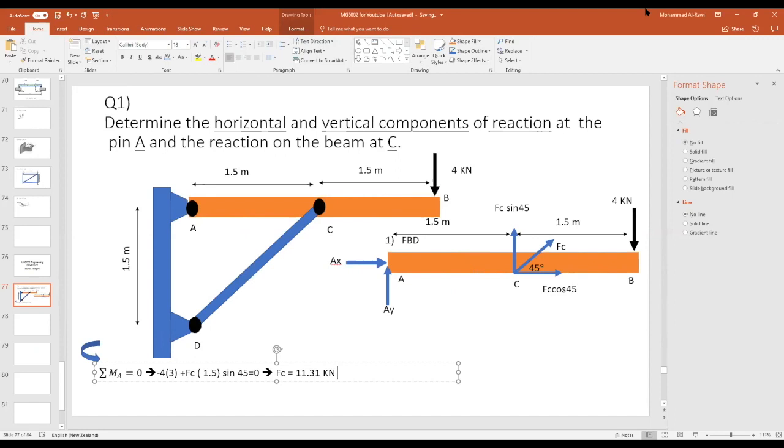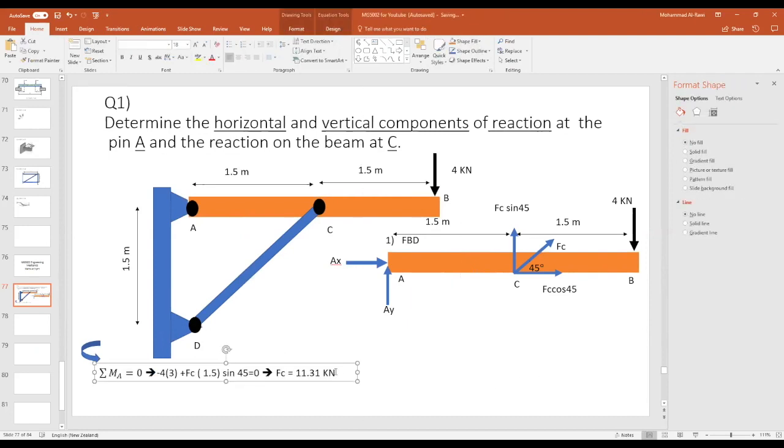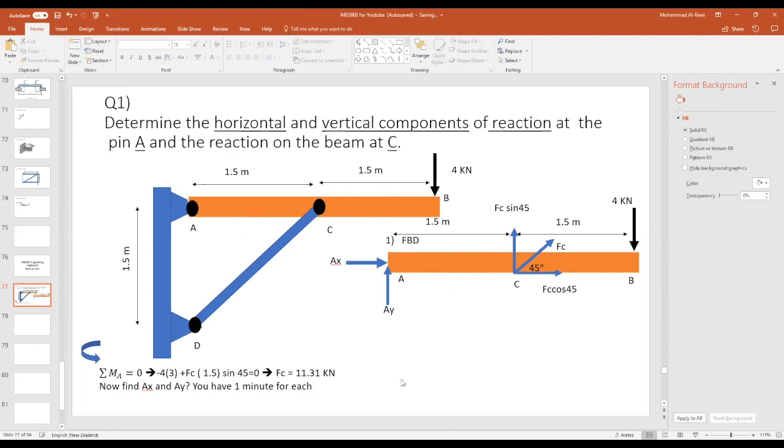Now, what I want you to do, guys, I'll give you again some time because I want you to work it out. Try to determine now the values of AX and AY. Since we have some difficulties with the voice, I may say now find AX and AY. You have, let's say, 1 minute for each. Okay, in total 2 minutes.